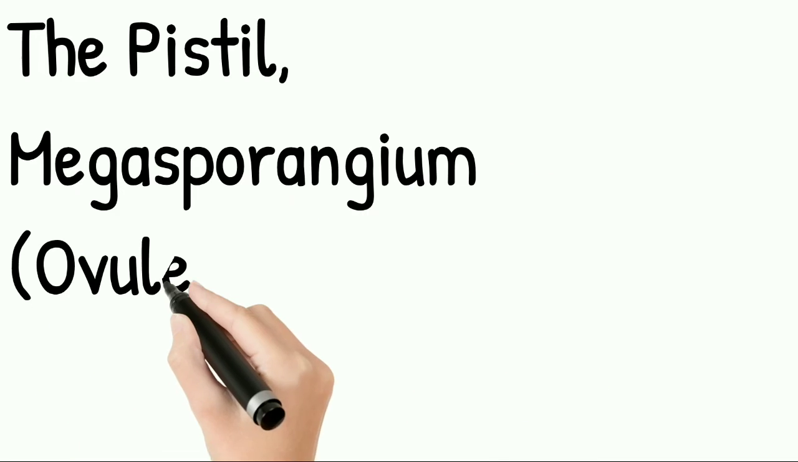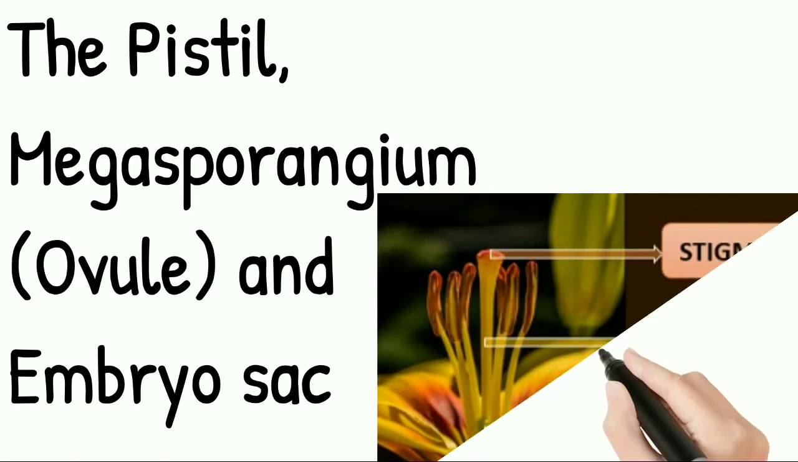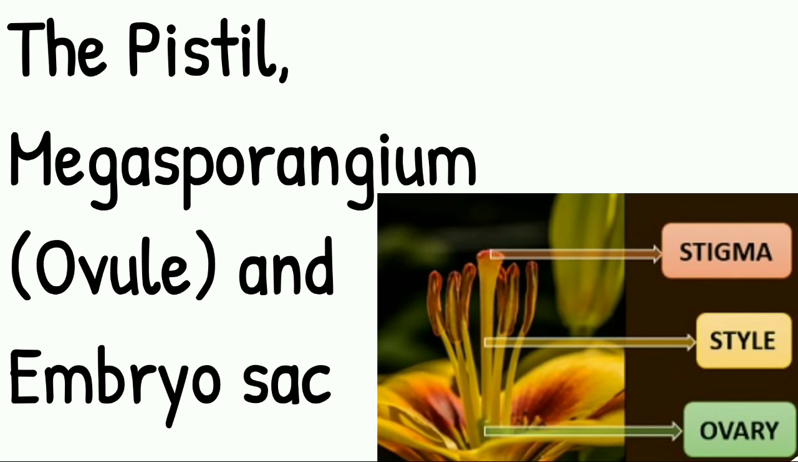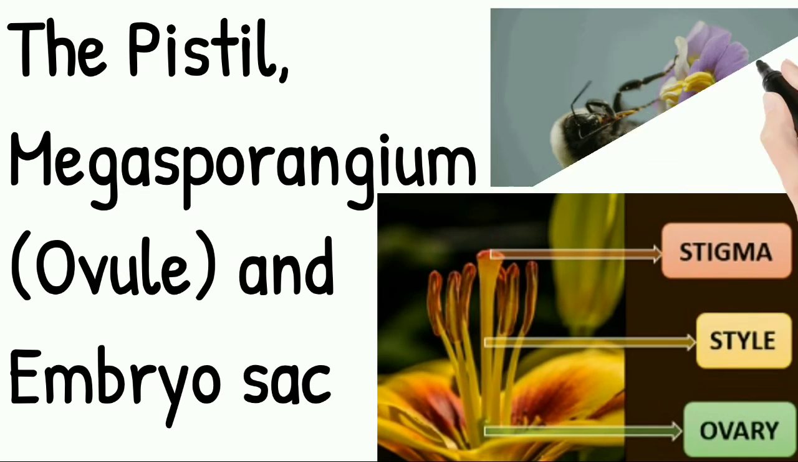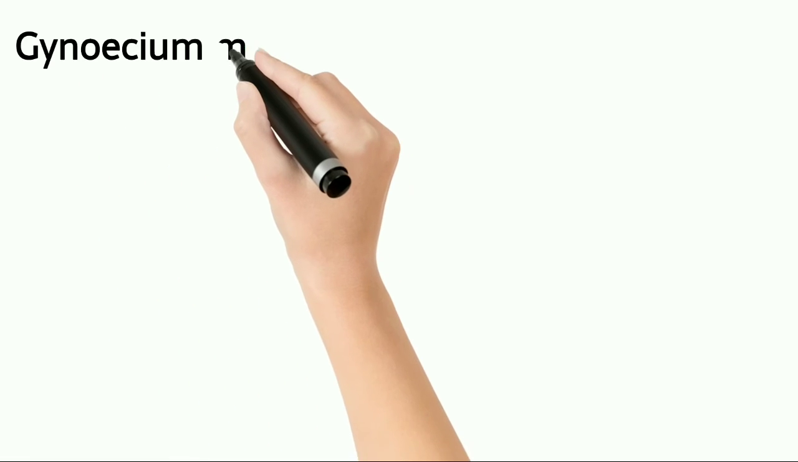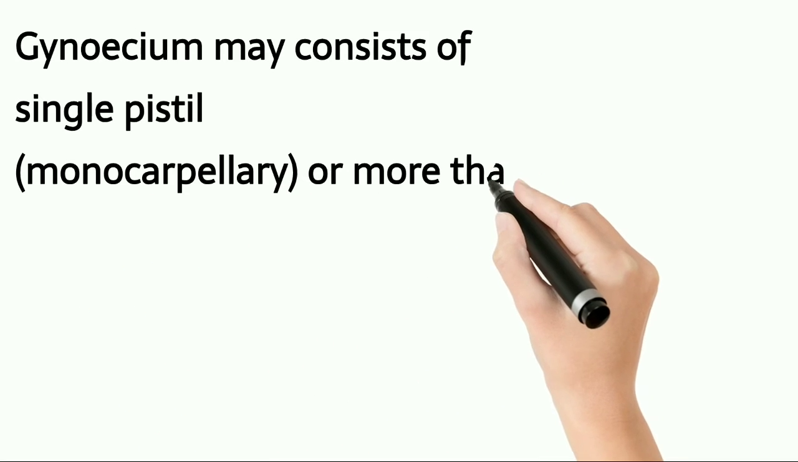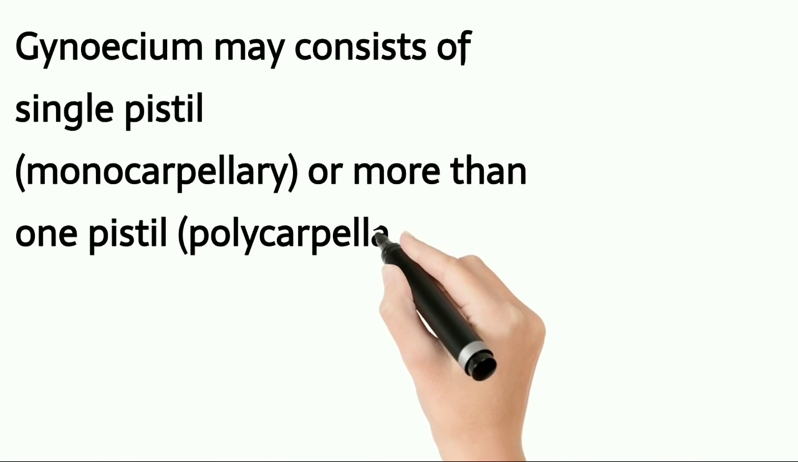Then comes the pistil, megasporangium, ovule and embryo sac. Megasporangium is usually called the ovule. You can see the stigma, style and ovary in the flower. Then comes the gynoecium. Gynoecium is the female reproductive part which may consist of a single pistil, monocarpellary.